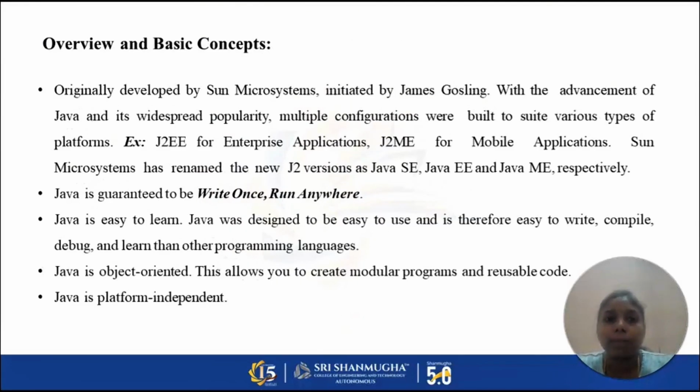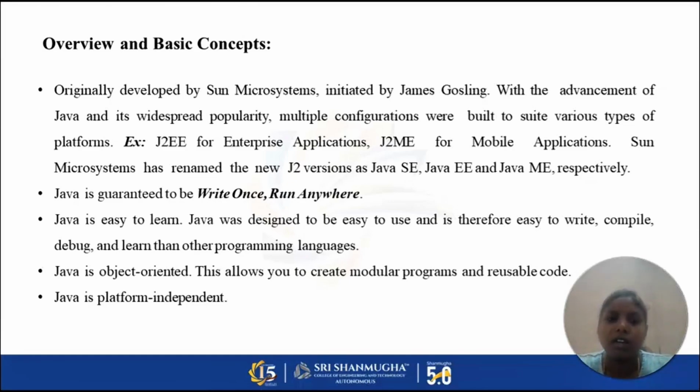The overview of the basic concept of Java: it was originally developed by Sun Microsystems, initiated by James Gosling. Java is widely popular because of its configurations and is suitable for different types of platforms. For example, J2EE for enterprise applications and J2ME especially for mobile applications. Sun Microsystems has now renamed these as J2 versions. The purpose of using Java is that you can write once and run anywhere on any platform and get the output.